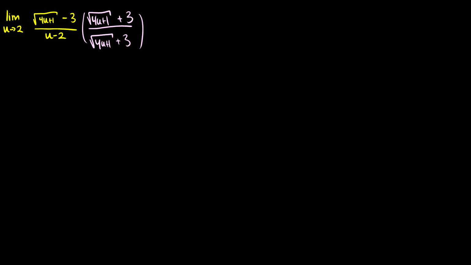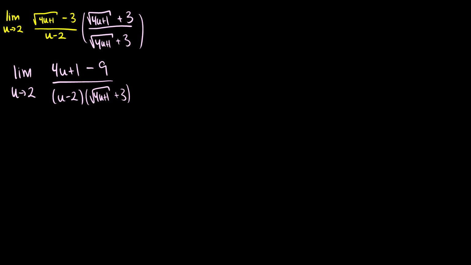Now we can expand this. So this will be equal to the limit as u goes to 2. Okay, so on the top, when we factor things out, we're going to end up with 4u plus 1 minus 9. Then on the bottom, we're going to be left with u minus 2 all multiplied by the square root of 4u plus 1 plus 3.